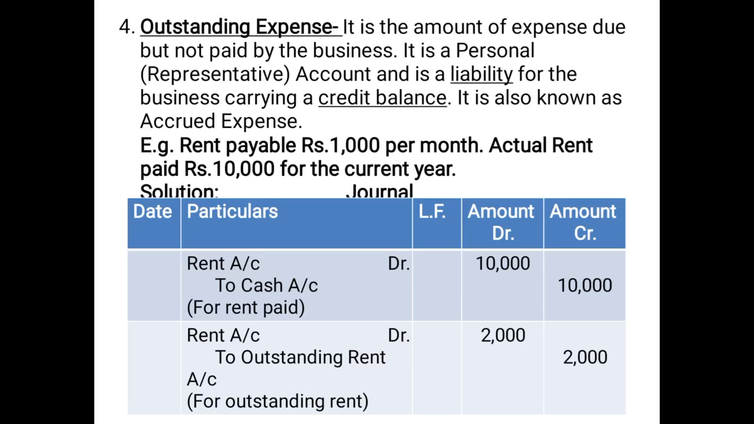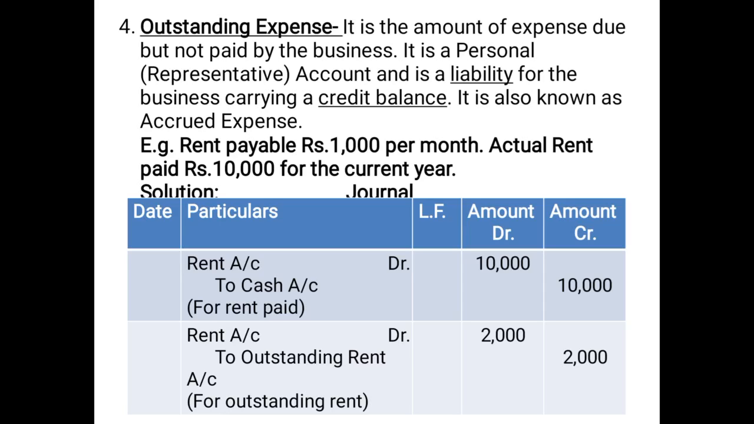That means how much is the actual rent? Rent was supposed to be paid as 12,000, but actually the rent has been paid as 10,000. That means 2,000 has not been paid as of now. So this 2,000 will be the outstanding rent. So here you can see the entry.